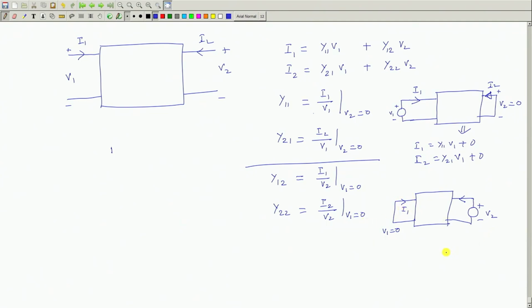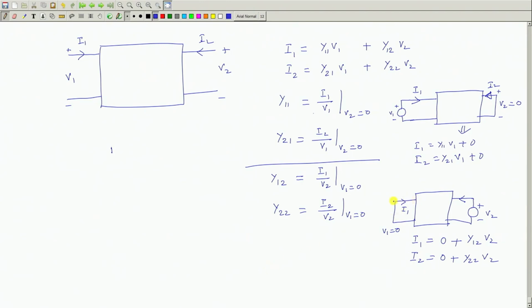So, what is y 1 2? If you connect the circuit in this way, what do these equations give? This equation will be I 1, since V 1 equal to 0, this will be 0 into y 1 1 plus y 1 2 into V 2, and I 2, since V 1 is equal to 0, 0 plus y 2 2 into V 2.